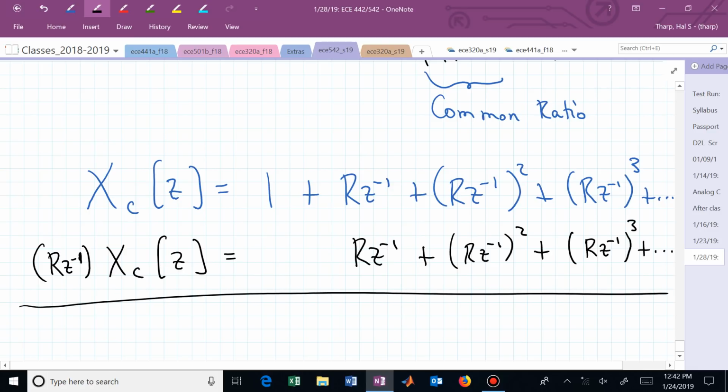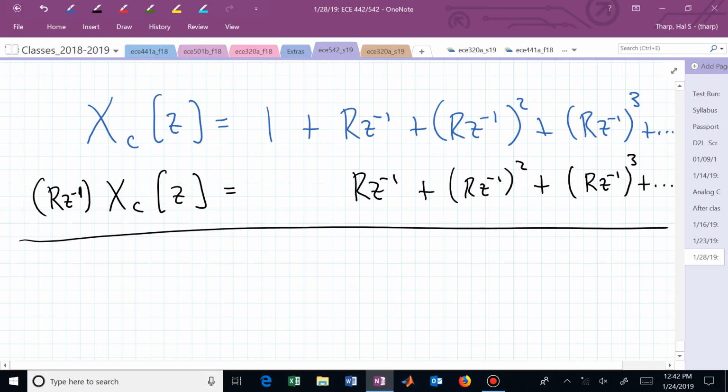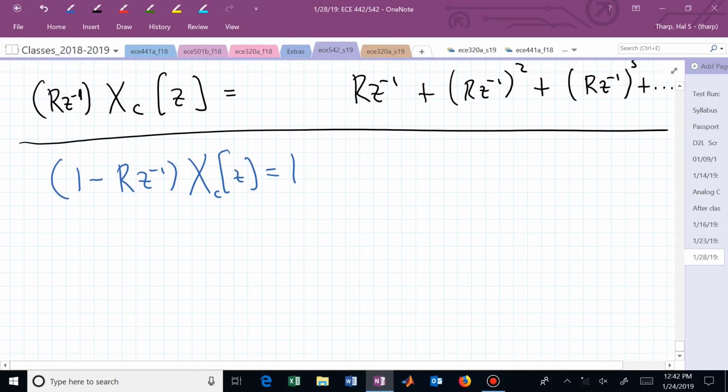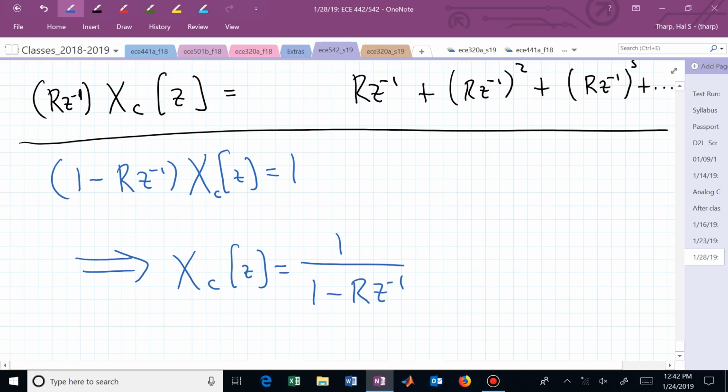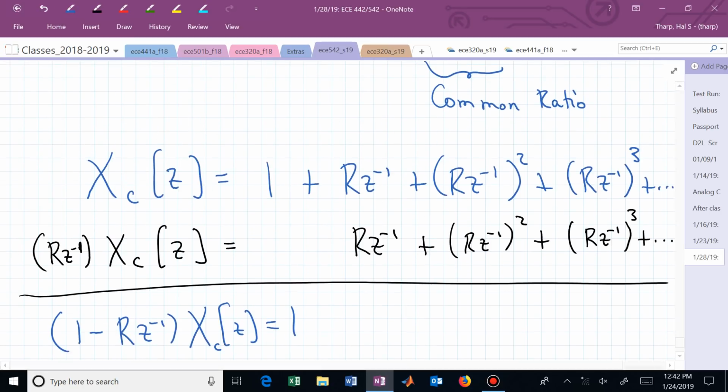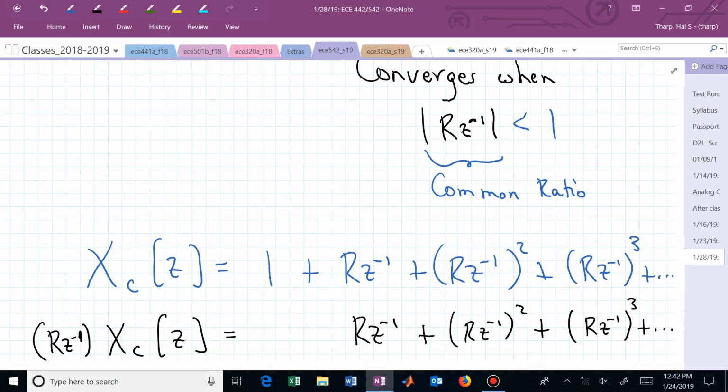We can compare the top line with the bottom line. And because the tails are the same, those cancel. And we're left with 1 minus r z to the minus 1 times capital X sub c of z equaling 1. And we can solve that for capital X sub c of z. That's now 1 over 1 minus r z to the minus 1. And we know the condition under which that converges.